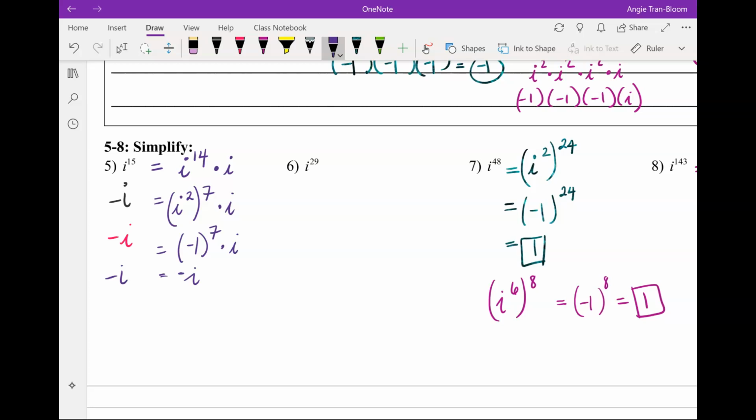All right, last answer is example number 6. Kenzie, what did you end up with on example 6, hon? I did i to the 28 times i. Good job. And I did i squared to the 14 times i. Beautiful. And then I got 1 times i. Oh, so this is -1 to the 14. Is that what you said? Okay, and then that's 1. You're right. 1 times i, which is i. You guys agree, Kenzie? Yes. Perfect. That concludes our day.